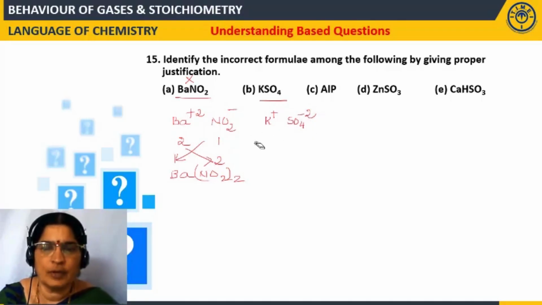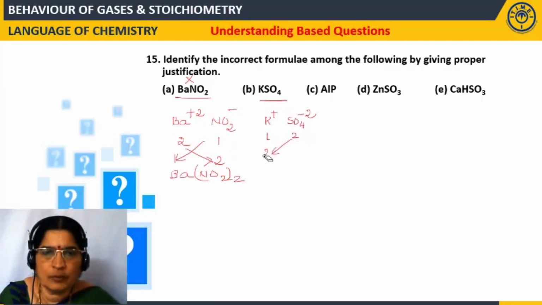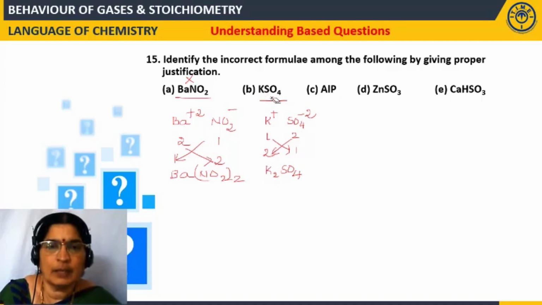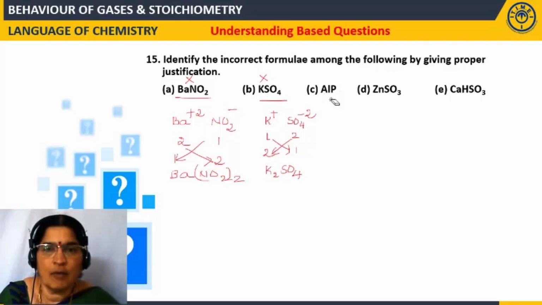This is from sulfuric acid after losing both the hydrogens. So now this is 1, this is 2. Therefore this becomes 2, this becomes 1. So you write K2SO4. It should be the formula of potassium sulfate. But here it is written KSO4. Therefore it is wrong.